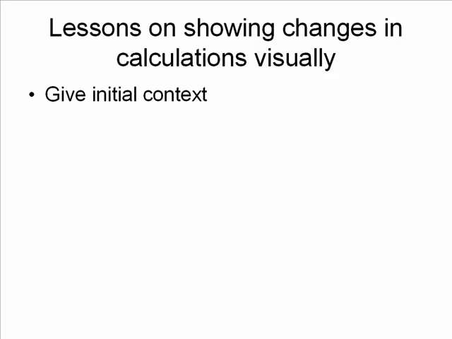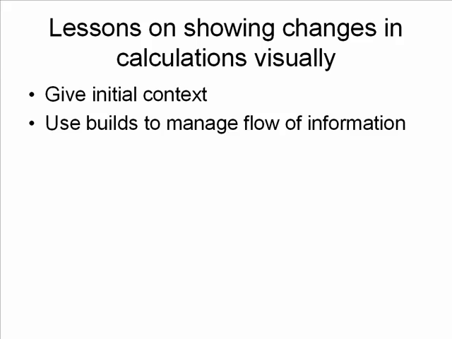First lesson is you need to give context initially. So in the redone slide, I just had the equation plain and simple, nothing else, and I explained it without all the arrows, because people need to have context first before you talk about any of the changes. And then I used builds to manage the information that I was discussing and the flow of information to the audience. If I have everything up there at the start, it becomes very hard for them to understand which way I'm going. So I use the builds to manage that.